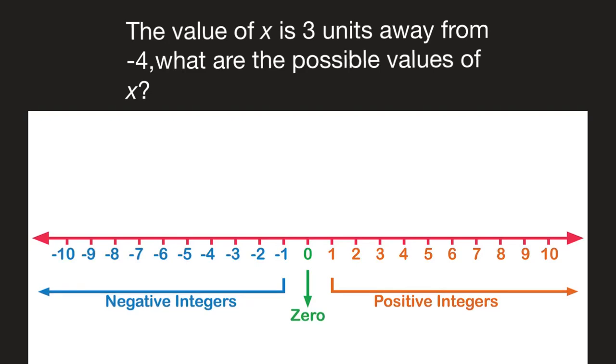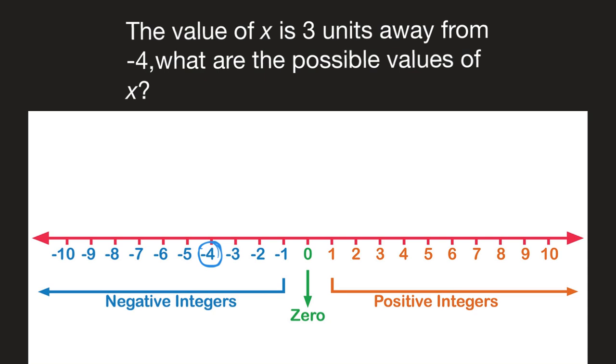So in this problem, we have a value of x that is 3 units away from -4. What are the possible values of x? What I like to do is start at -4. So if I identify -4 right here, I want to move 3 units away from that. Now I can move to the left and I can move to the right.